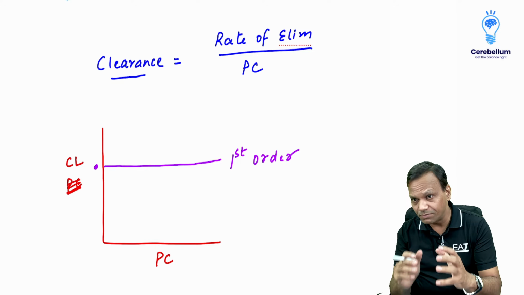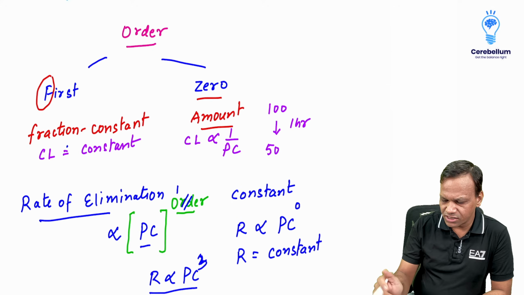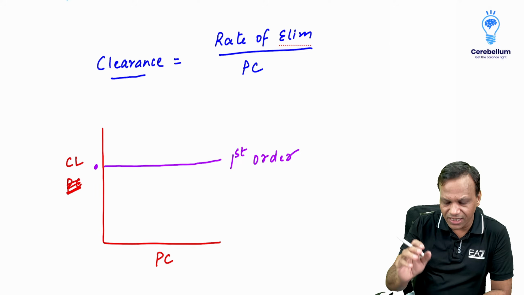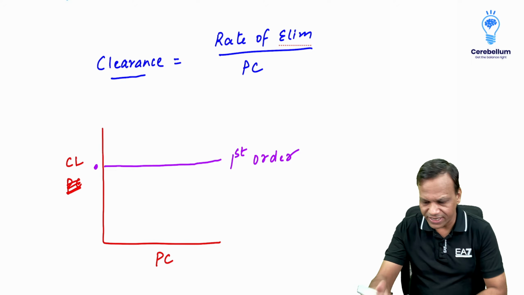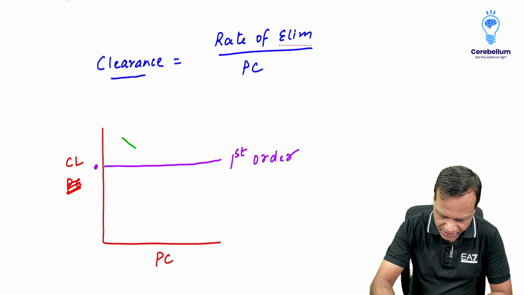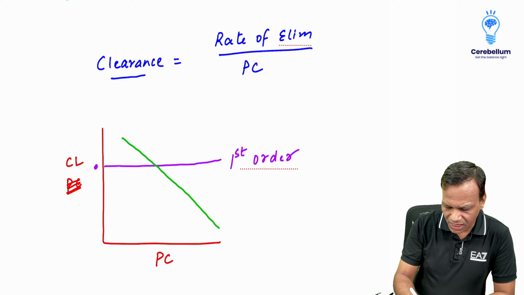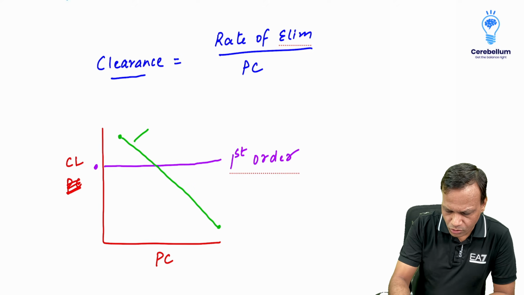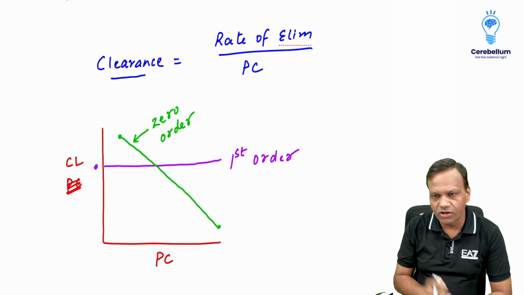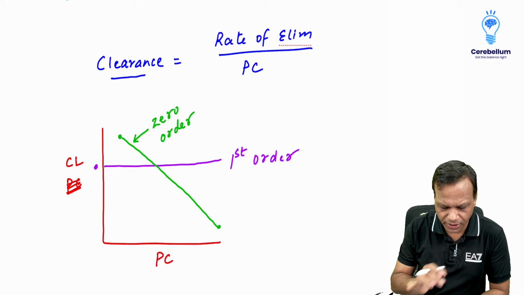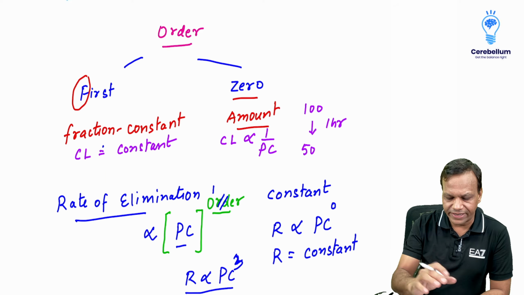If we want to know the same thing in zero order kinetics, what is it? It is inversely proportional. It means when plasma concentration is high, clearance is low. When it is low, clearance is high. So in case of zero order kinetics, the graph can be like this. At low plasma concentration, clearance is high. At high plasma concentration, clearance is low. So it is zero order kinetics. You understand? So first order kinetics is horizontal, zero order kinetics is not horizontal. Okay. So that is about the second thing, clearance.